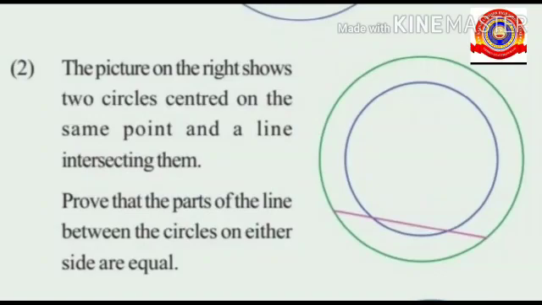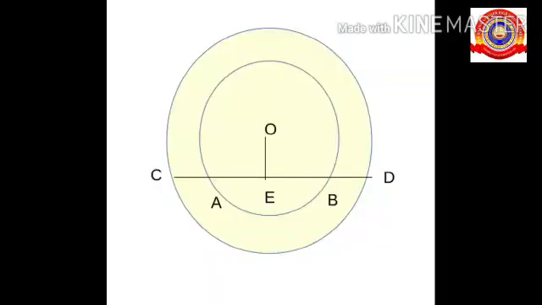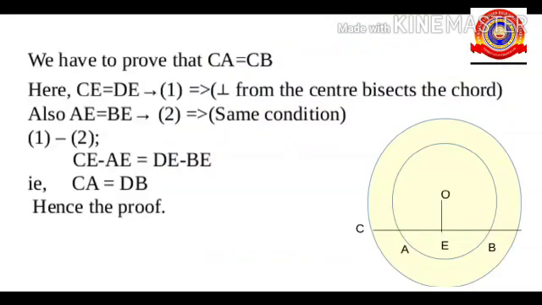Then consider the second question. Do you understand the second question? Yes. The chord CD of the outer circle intersects the inner circle at A and B. We have to prove that CA is equal to BD. Hence, here CE is equal to DE because the perpendicular from the center bisects the chord. Also, AE is equal to BE under the same condition. Here, 1 minus 2: CE minus AE is equal to DE minus BE. That is, CA is equal to BD, right?